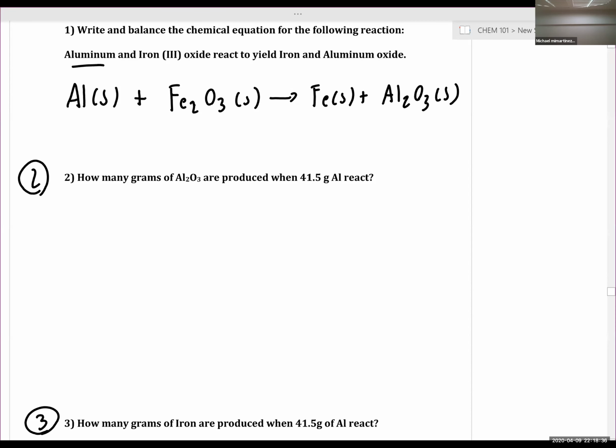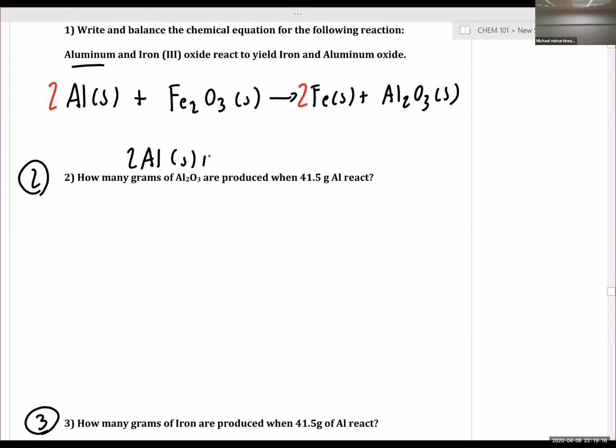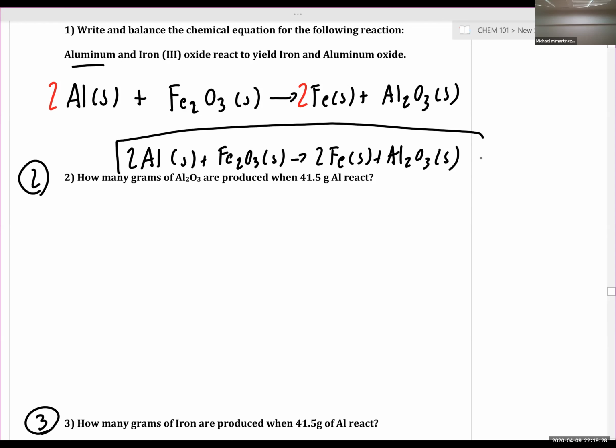Exactly right. So then, if we have 2 aluminums on the right, what coefficient do we need for aluminum on the left? 2, exactly right. If we have 2 irons on the left, what coefficient do we put in front for iron? 2, exactly right. Perfect. So now our equation's completely balanced. So let's rewrite our balanced equation down below for our reference. So we have 2 aluminum solid plus iron 3 oxide leads to 2 iron solid plus aluminum oxide. This is the classic reaction of thermite, in case you were curious. It's very exothermic.